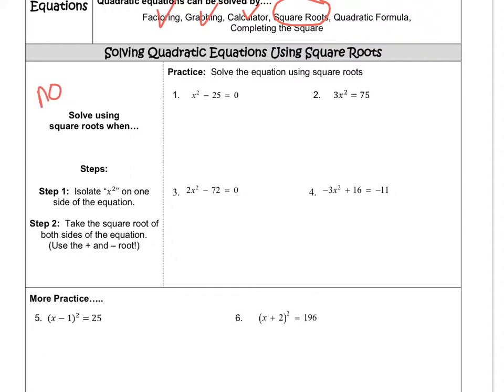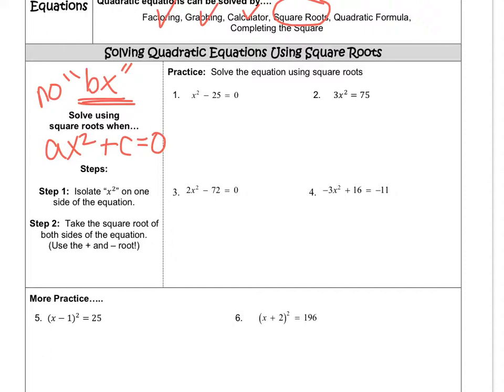So the time that we would use solving quadratic equations with our square roots is when we have no bx in our equation. So as long as we have ax squared plus c, we're fine. As long as there's not a bx term, then you could, it's an option, to use solving by square roots. So when you have ax squared plus c equals 0, it's a prime candidate for this method of solving.